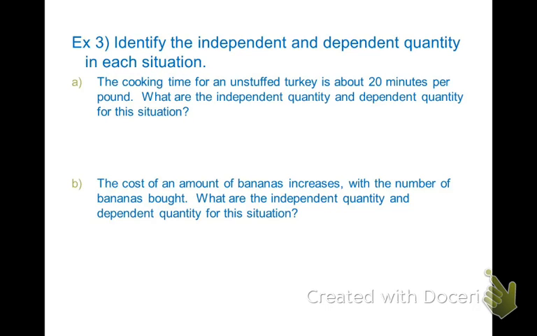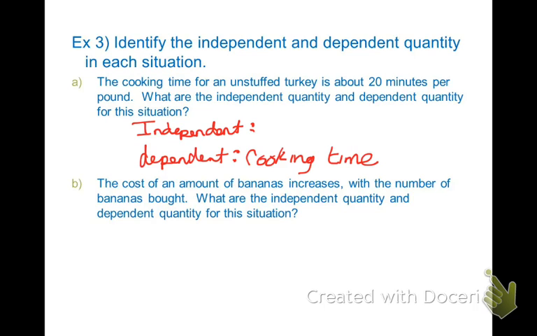All right, so again, identify the independent and dependent quantities. So I'm going to put independent and dependent with colons on it. The cooking time for an unstuffed turkey is about 20 minutes per pound. Okay, so it's telling me cooking time will depend on how much a turkey weighs. So dependent would be cooking time. What won't change about the turkey? How much it weighs. So that would be weight. So this can't change.